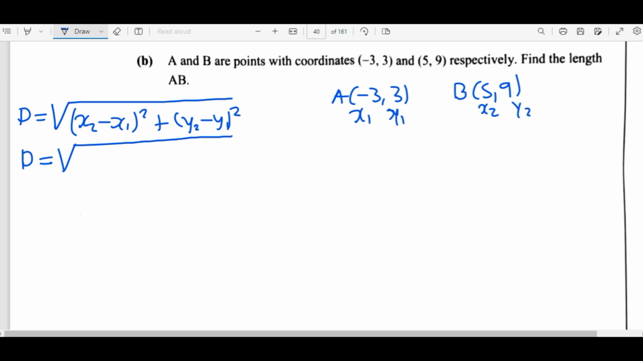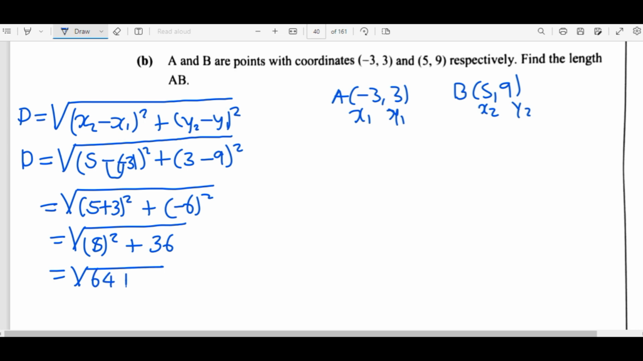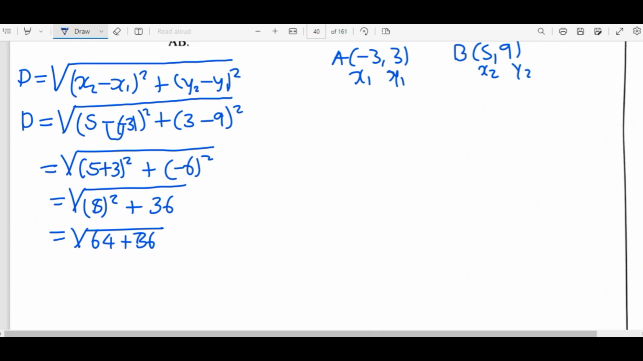So what's our x2 is 5 minus x1 is negative 3 plus y2 is 9 minus 3 squared. So if we simplify the first bracket, it will give us negative times negative is positive 3 squared plus here we are going to get 6 squared. So what is 5 plus 3 is 8 squared plus 6 squared will give us 36. 8 squared will give us 64. The sum of 36 and 64 is 100. So we know that 100 is a perfect square number, has the square root of 10 as our final answer. So say 10 units since it's length.